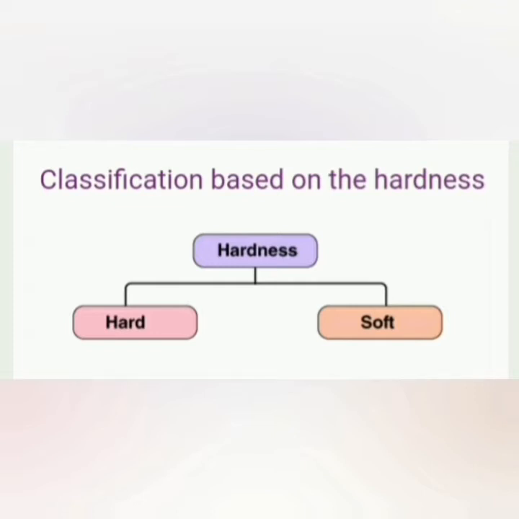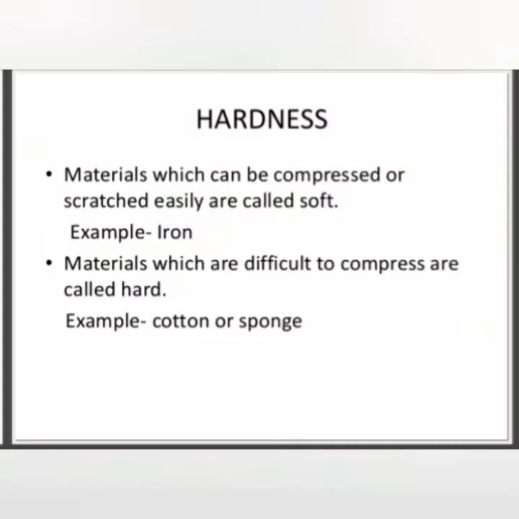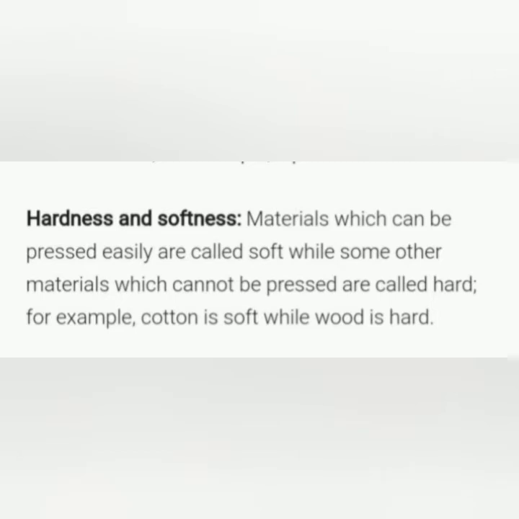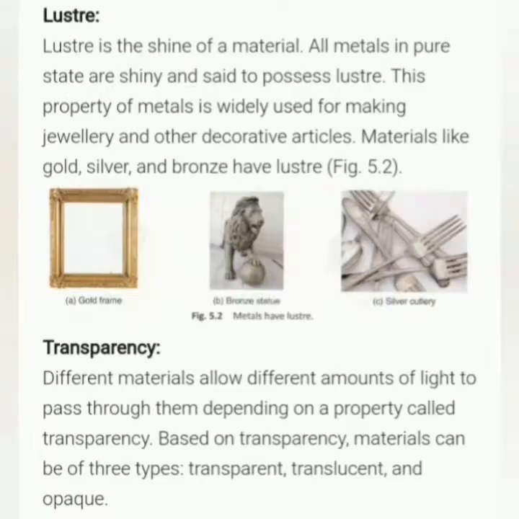Now classification based on hardness. On the basis of hardness, the materials are divided into two groups, hard and soft materials. Few materials are hard in nature and few materials are soft in nature. Those materials which cannot be easily compressed, cut or scratched are called hard materials, whereas those materials which can be easily compressed, cut and scratched are called soft materials.